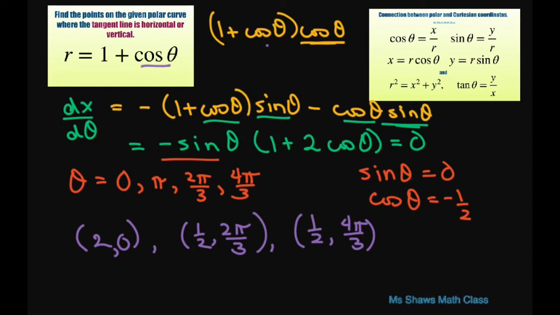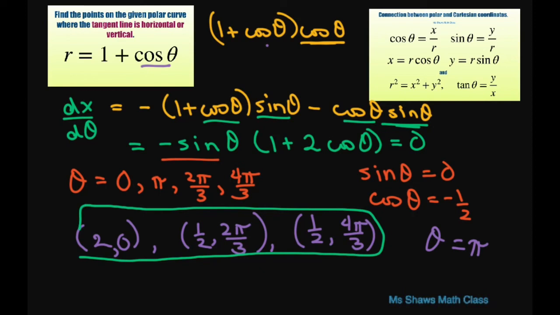Now, the tangent is horizontal when theta equals pi. It's not vertical when theta equals pi. And that's because, so I only did these three. But the reason it's not vertical is because the limit as theta approaches pi of the derivative of y with respect to theta divided by the derivative of x with respect to theta equals 0. I know I'm squeezing this in here. So it's only horizontal and not vertical.